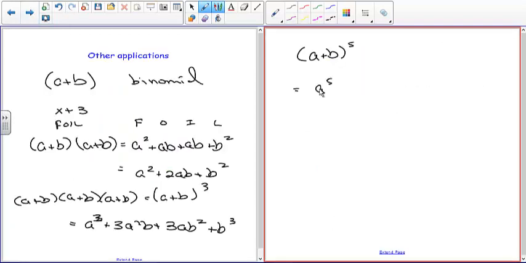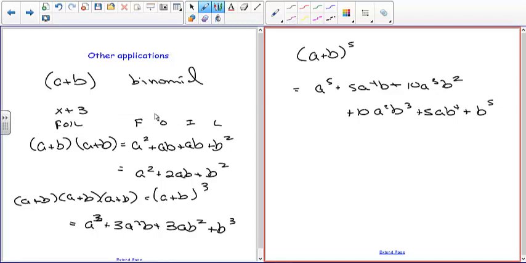So you'd have a to the 5th plus 5a to the 4th b plus 10a cubed b squared plus 10a squared b cubed plus 5ab to the 4th plus b to the 5th. That sure beats multiplying that thing out. I mean, it would take you probably 20 minutes to multiply that out and use FOIL and stuff.